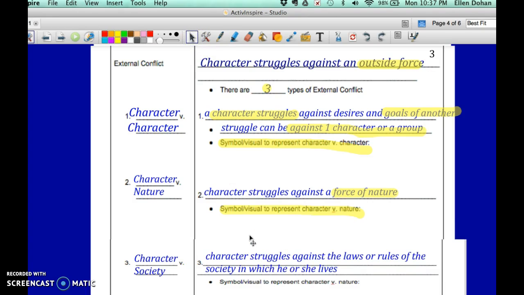And the last type of conflict that we have is character versus society. Character versus society is a very interesting and compelling conflict, my personal favorite. It's when the character struggles against the laws or rules of the society in which he or she lives. So that means this character doesn't just have a problem with one or two people. This character has a problem with the way that the whole society or government runs. So what I want you to do again is to create a symbol or a visual that helps represent character versus society. Pause this video until you've got those figured out.